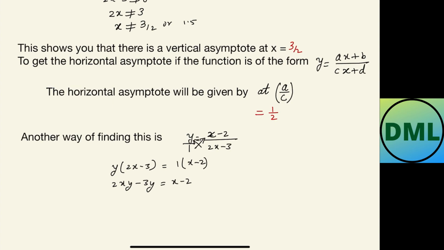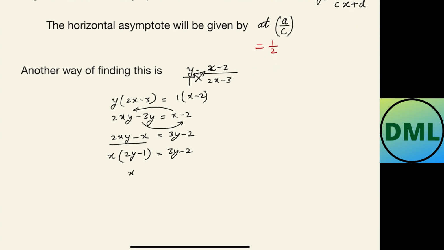I need to combine x, so I move this x to this side and I move 3y to this side. My answer will be 2xy minus x is equal to 3y minus 2. I'll take out x as a common factor. You are left with x times (2y minus 1) is equal to 3y minus 2. This will be written as x is equal to (3y minus 2) over (2y minus 1).